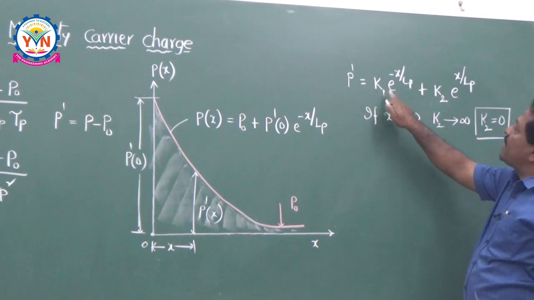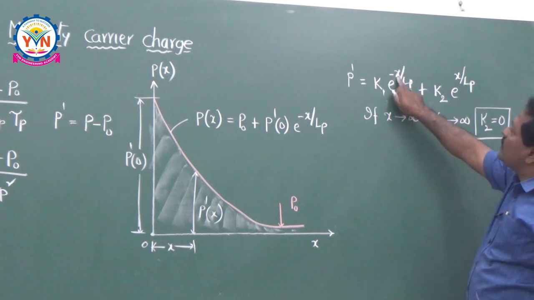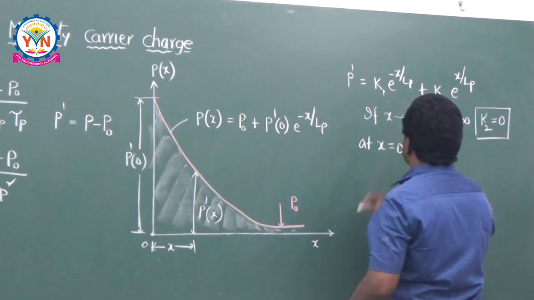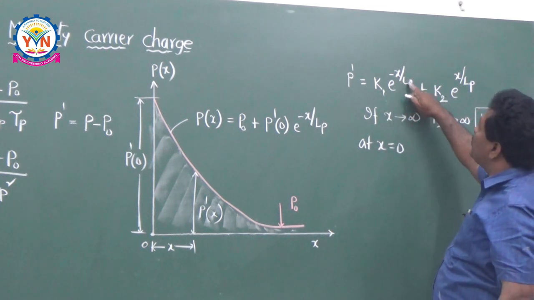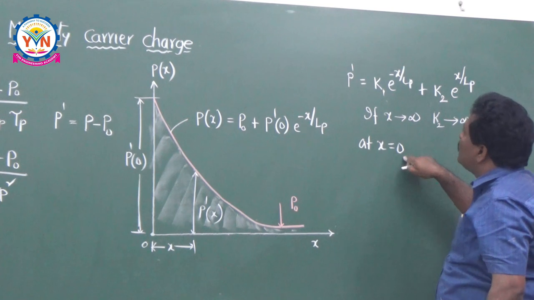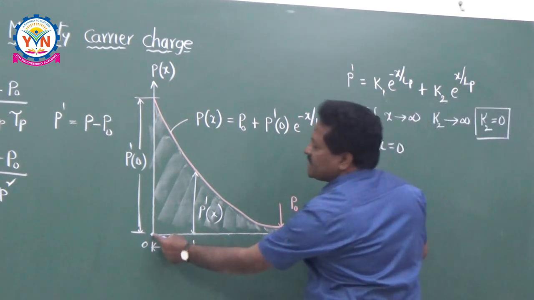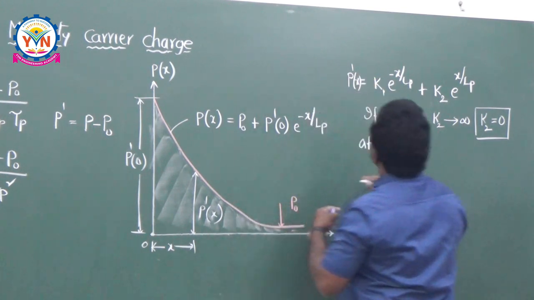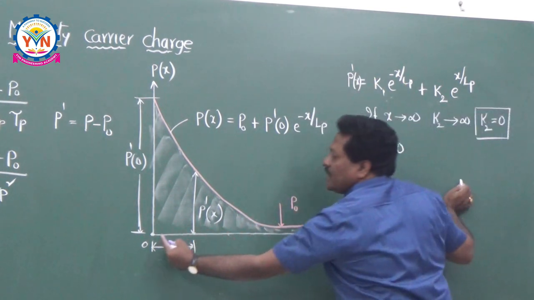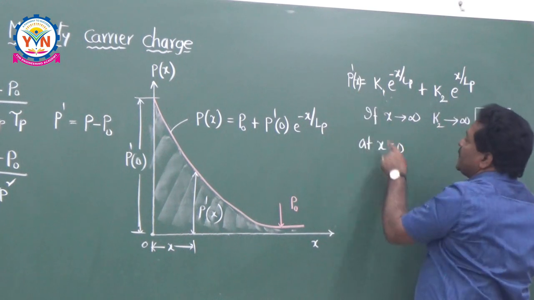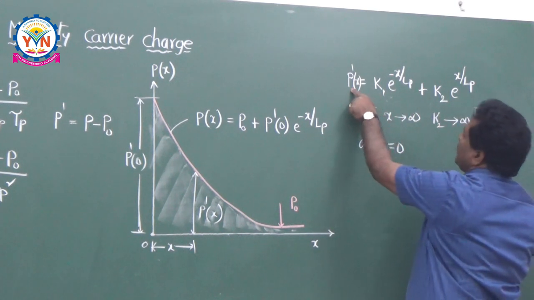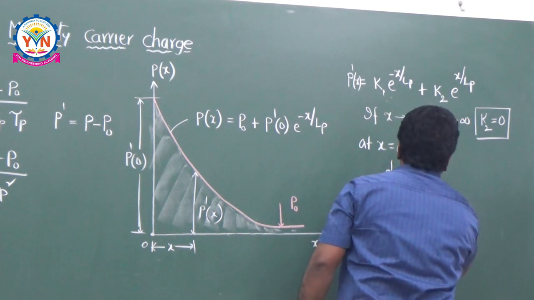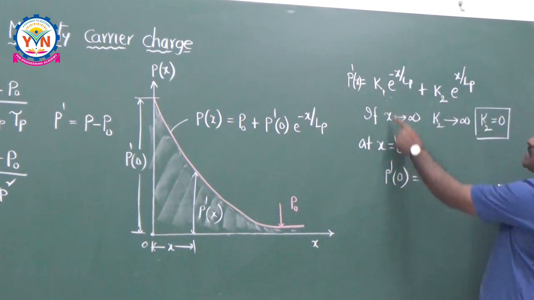Now, coming to k1, at x is equal to 0, I am applying the boundary conditions. At x is equal to 0, e power 0 is 1. At x is equal to 0, what is p dash? P dash is nothing but p dash of 0. So at x is equal to 0, at the beginning of the sample, the injected concentration is p dash of 0. Therefore, p dash of 0 is equal to k1. So, the k1 value is nothing but p dash of 0.